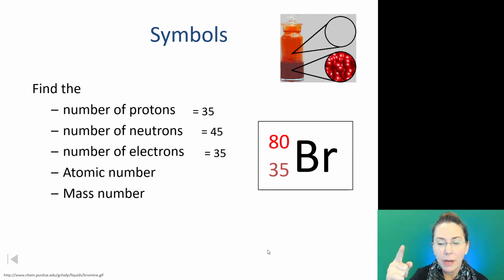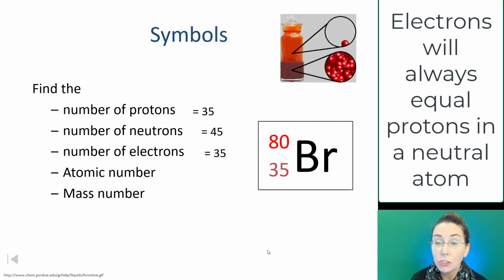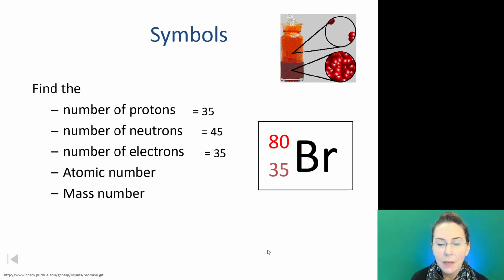Now you might be wondering, how can we get the number of electrons? Electrons will always equal the number of protons because protons are just as positive as electrons are negative. And because of this, they balance each other out in a neutral atom. So if you know your number of protons in an atom, you also automatically know your number of electrons in an atom. Our atomic number would be 35, and our mass number here would be 80.